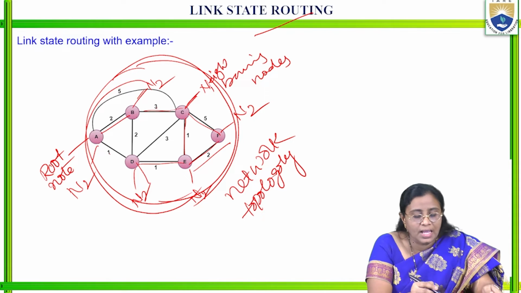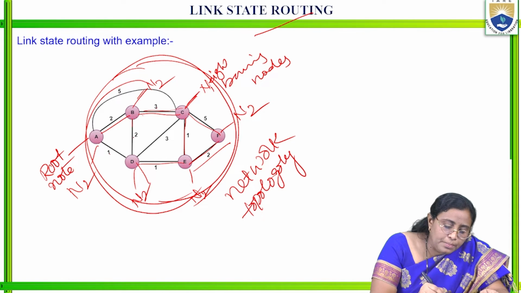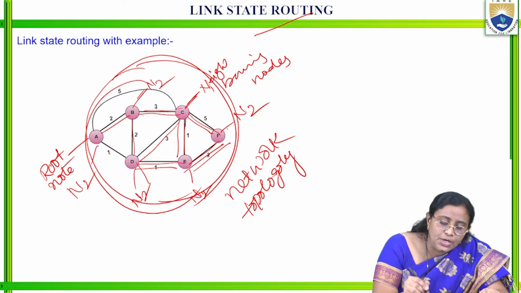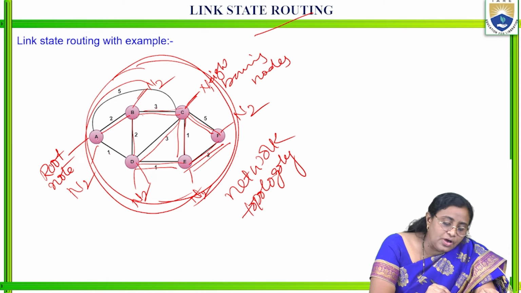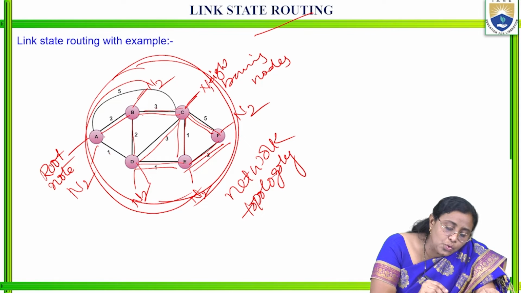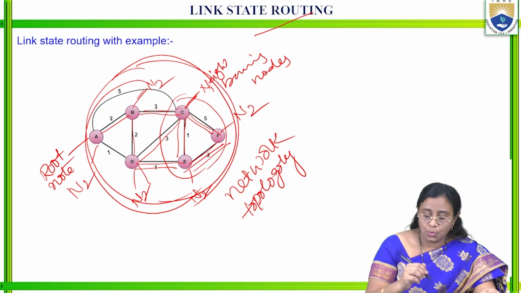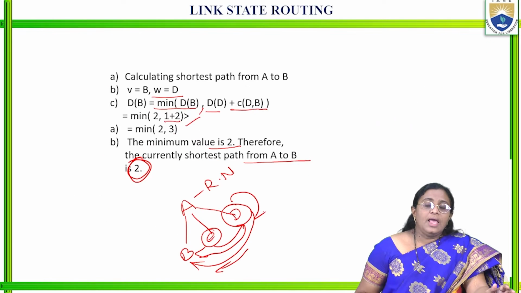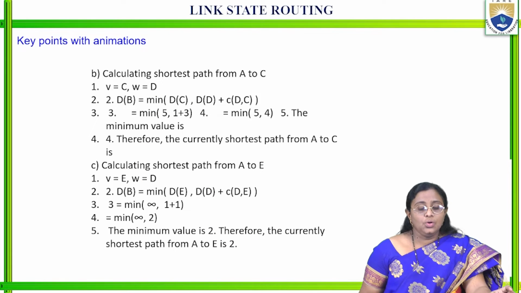From A to B, we need to calculate, from B to C, from B to D, from C to D, from D to E, from C to F, from C to E, and from E to F. We need to calculate from every node to another node, how many links are associated with one root node, and how many links are associated with the other type of nodes which are attached to the root node. We need to calculate the paths one by one, extended from the root node only.